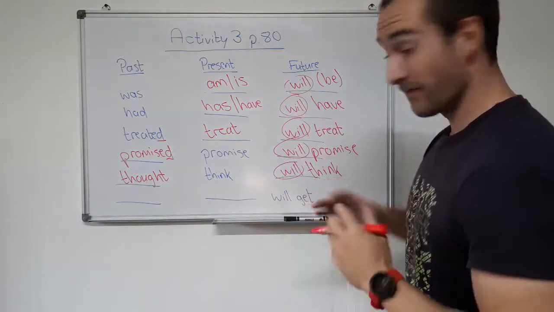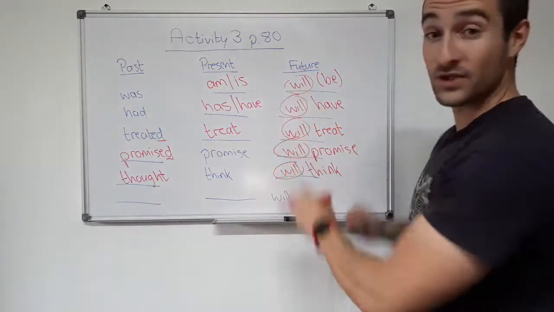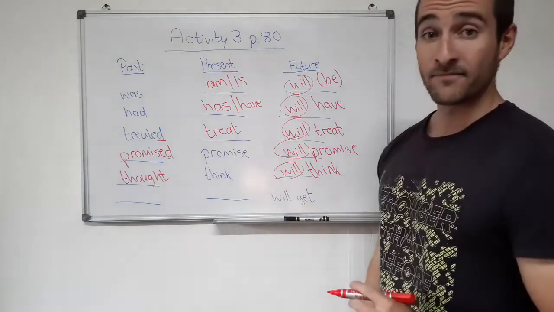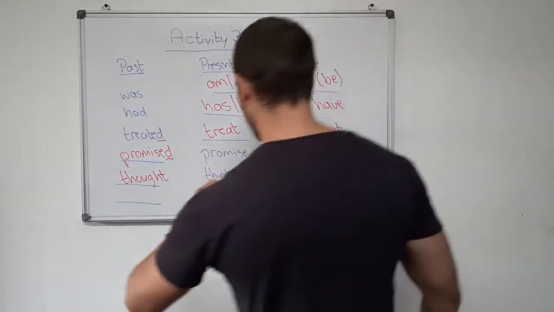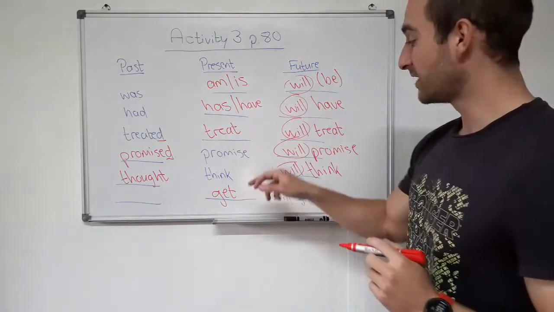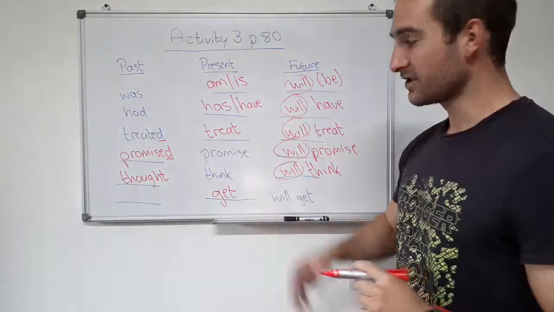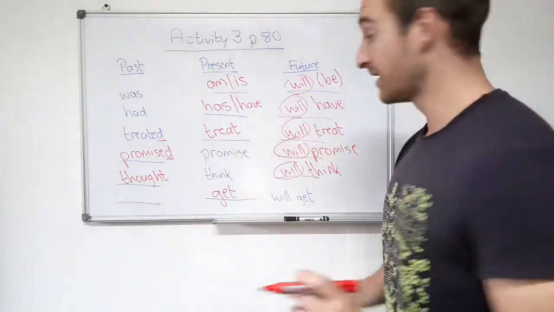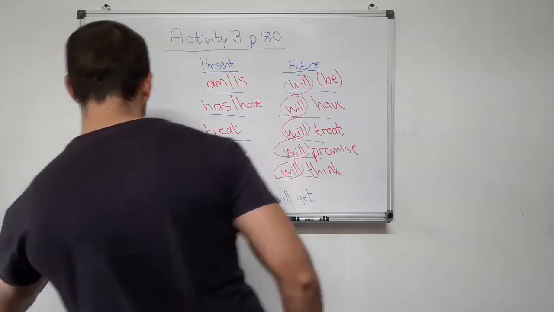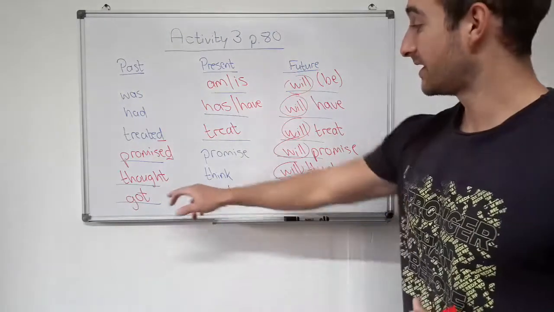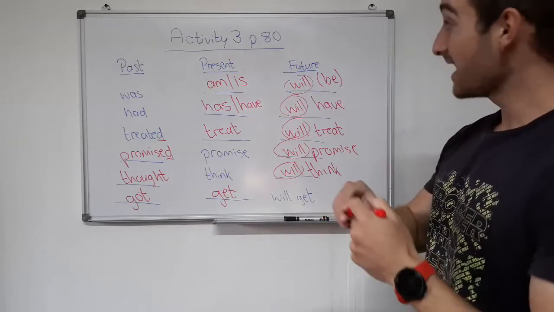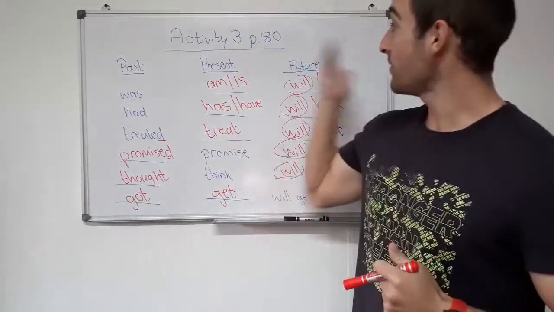Now, for the first time in this activity, we actually get the future tense form of our verb, and it is will get. Now here, I'll just use get as my present tense. And you'll notice it is irregular as well. It doesn't change by getting an ed at the end. We actually change the vowel, which becomes an O. Got is the past version of that verb. And that is it for our activity 3, page 80.